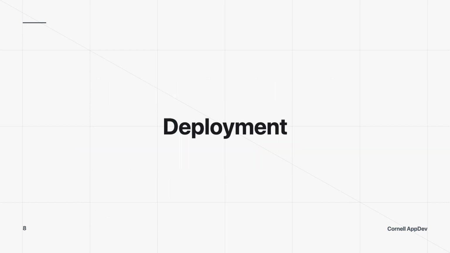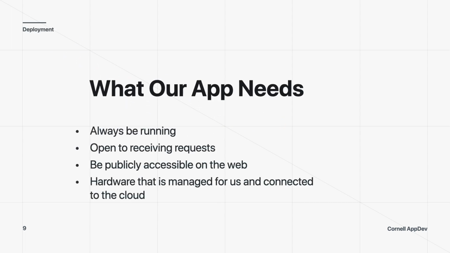So deployment is something that's very important if you want your app to be publicly accessible on the web. So let's have a rundown of what exactly our app needs. It needs to be always running, open to receiving requests from clients. This could be iOS clients or Android or the browser. It, of course, needs to be publicly accessible on the web, and there needs to be hardware that is managed for us and connected to the cloud.